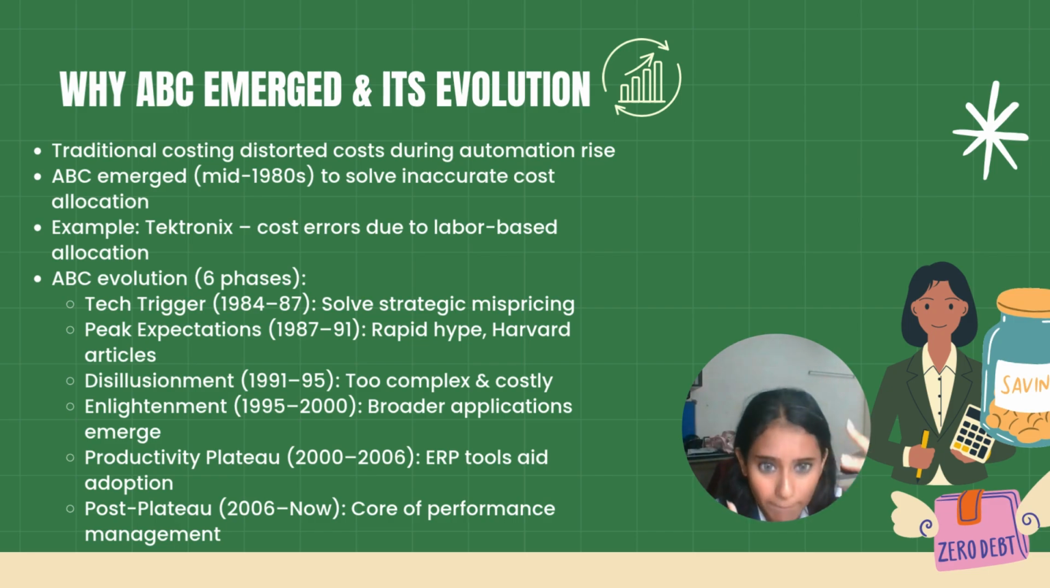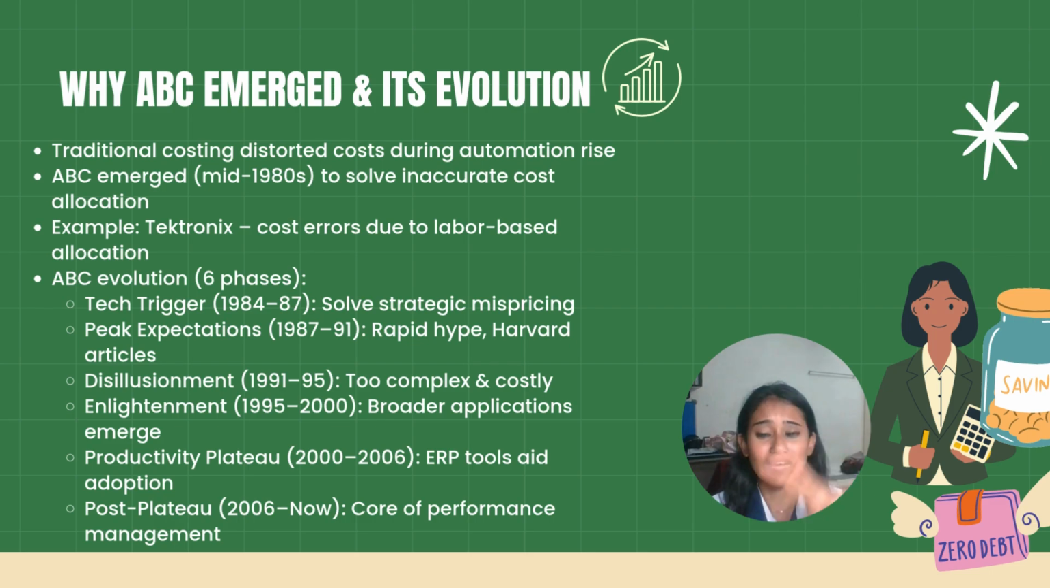When all this was happening, the problem was that with automation, direct labor became a much smaller part of total cost. Overhead grew. The traditional system didn't reflect that. So then it caused major errors in product pricing and decision making.